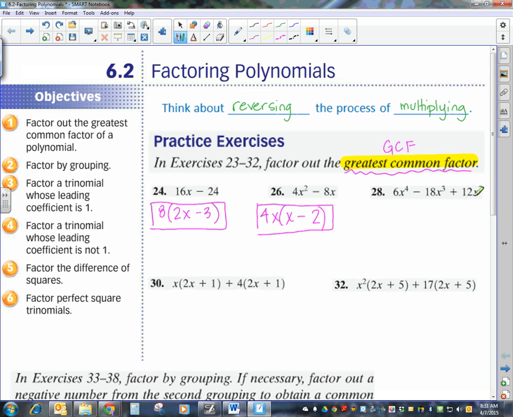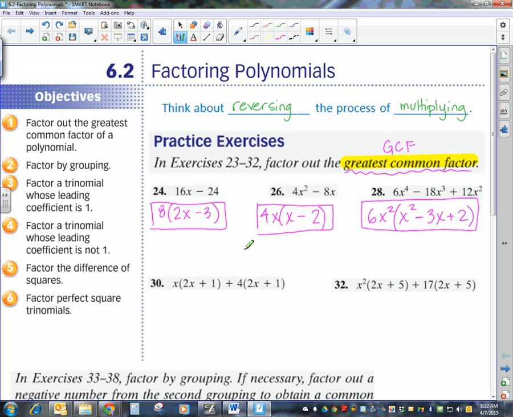Okay, here we have three terms. Again, looking at my numbers, 6, 18, and 12. The largest number that goes in is 6, and then each term has a variable of x. The smallest exponent is a 2, so that's what I'm going to take out. And then what am I going to have left? Well, I don't have a number, but if I have x to the fourth and x to the second, that means I have x squared left. 18 divided by 6 is 3. 3 minus 2 is 1, so that's 3x to the first. We don't need to write that. x squared and x squared is going to be the same. 12 divided by 6 is 2. So this is what our factored form looks like.